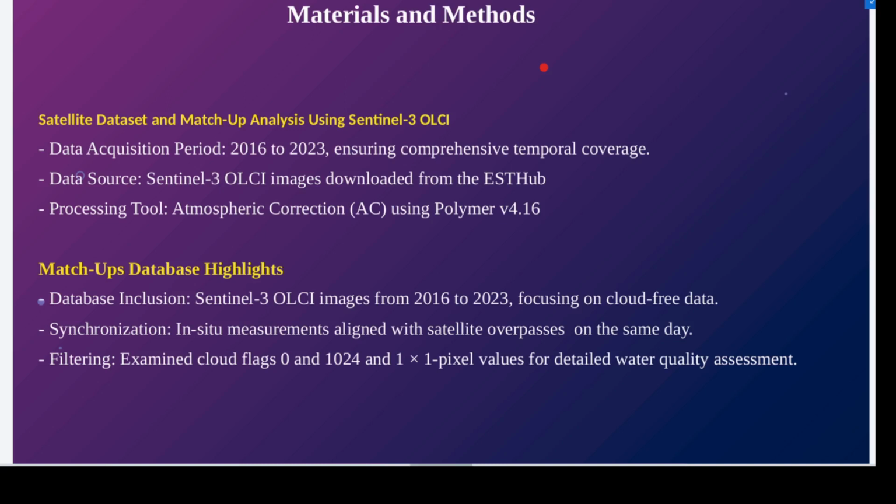And the data measurement was aligned with the satellite overpasses on the same day. And I filtered the data using CloudFlux 0 and 1024. CloudFlux 0 indicates that there was no error in the sensor while the satellite data was collected, and CloudFlux 1024 indicates that the data used was purely collected from water body. And I collected the data which has pixel value 1 meter by 1 meter, which ensures detailed water quality assessment.